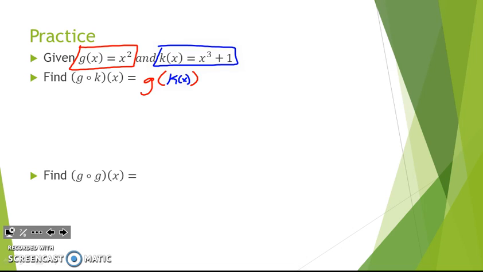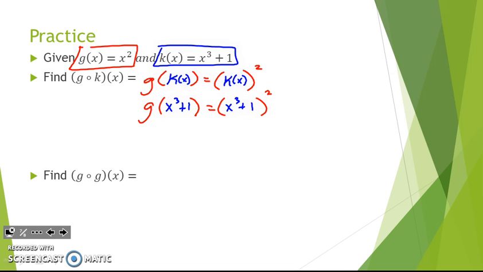Okay, so what is my g function here? Well, my g function is just simply x squared. Okay, so I've got k of x plugged in here. G of x equals x squared. G of k of x equals k of x squared. Okay, now I'm going to plug in. Well, what is k of x? Well, k of x is x cubed plus 1. So that means that I've got over here an x cubed plus 1 squared.